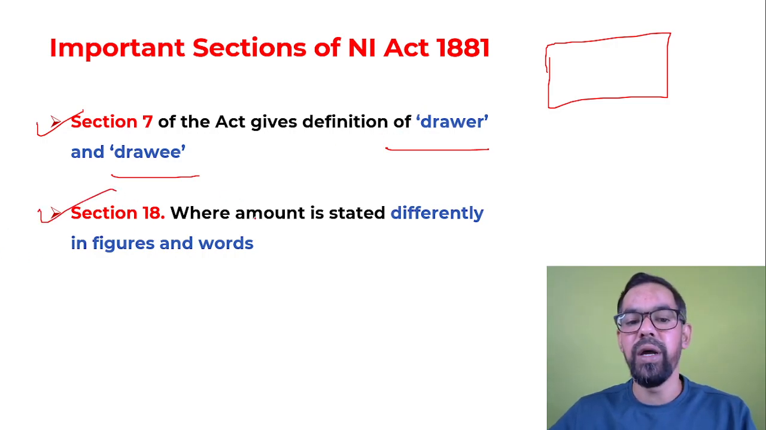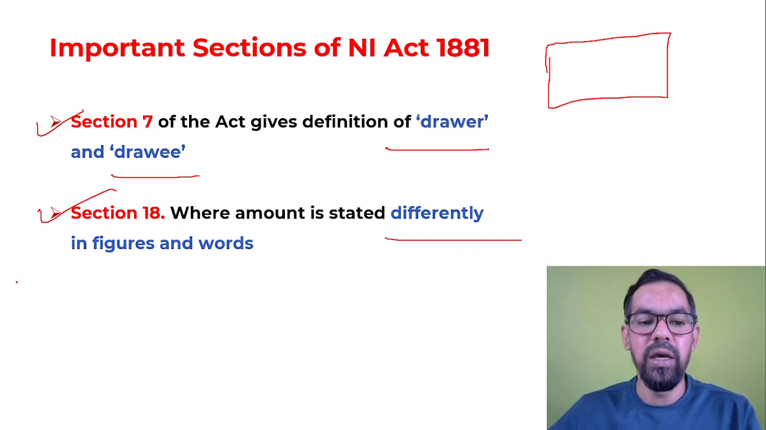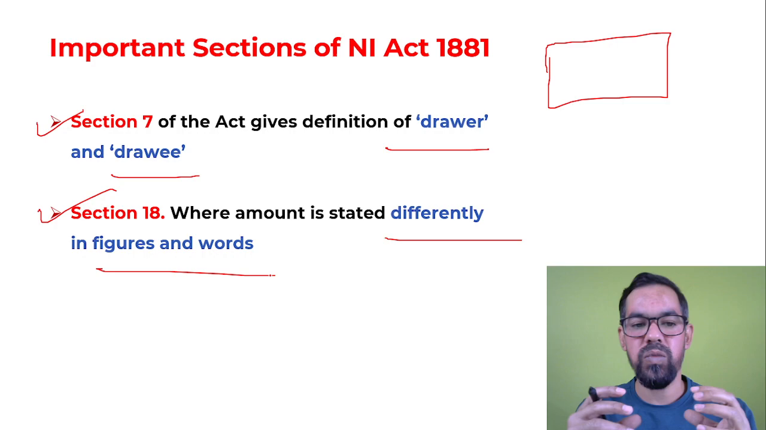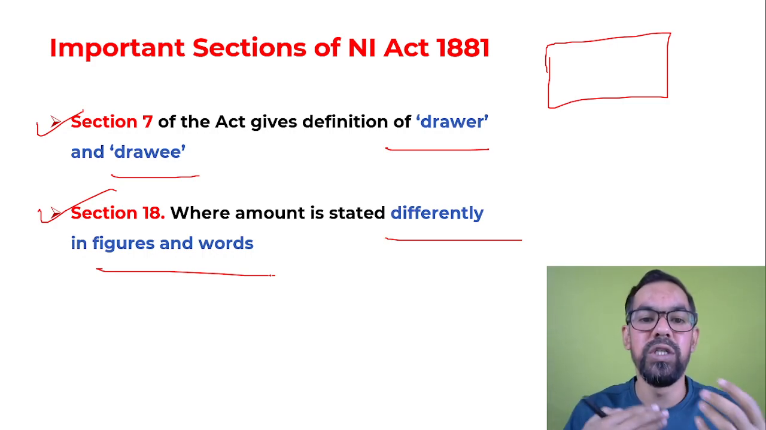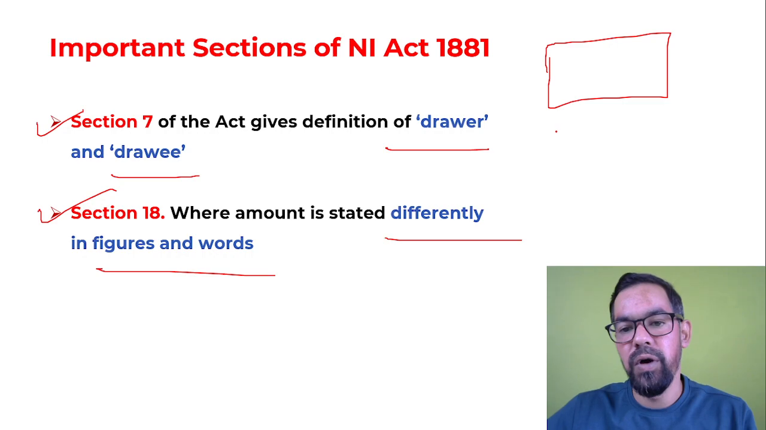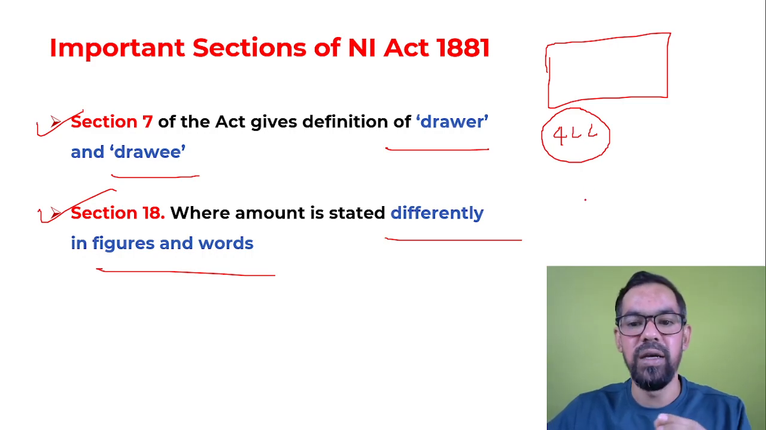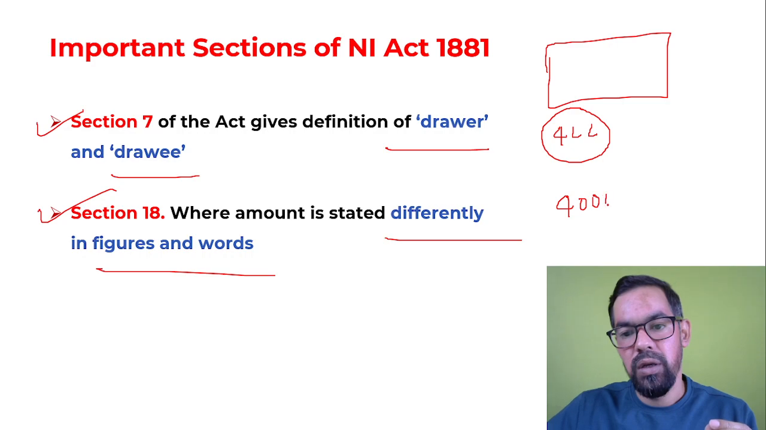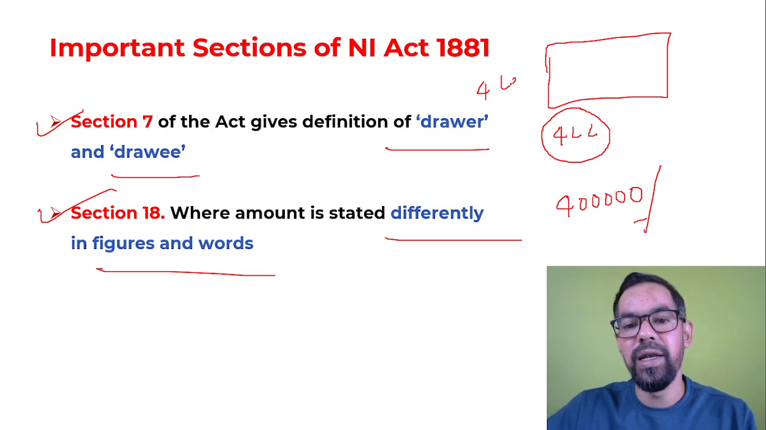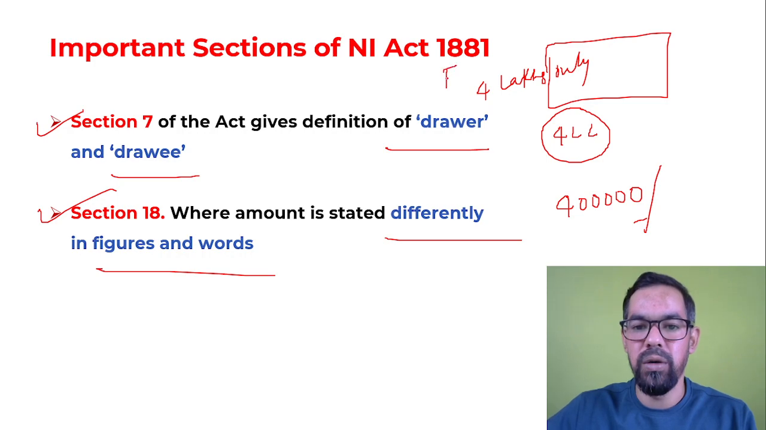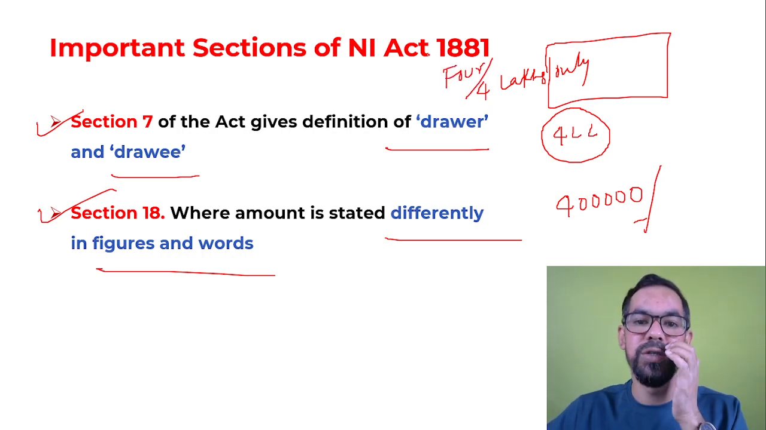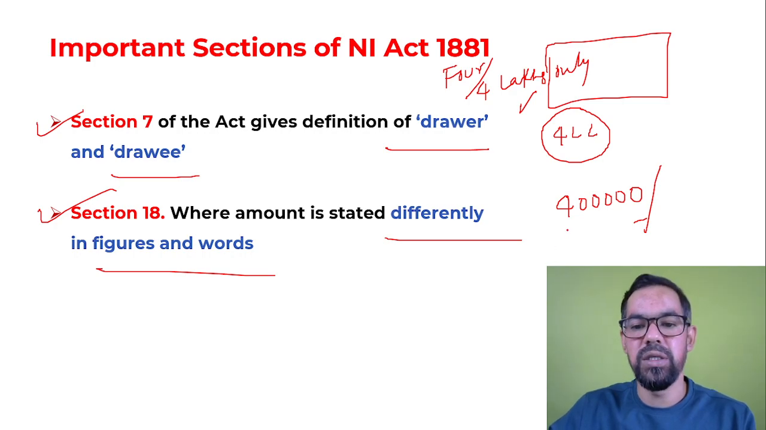Section 18, where the amount is stated differently in figures and words. When you issue a check, let's say you issue a 4 lakh rupees check. This 4 lakh rupees is written in two ways. The first one is numeric, 4 lakh this way, and another one is in words, 4 lakhs only. So this is in words and this is in numbers.